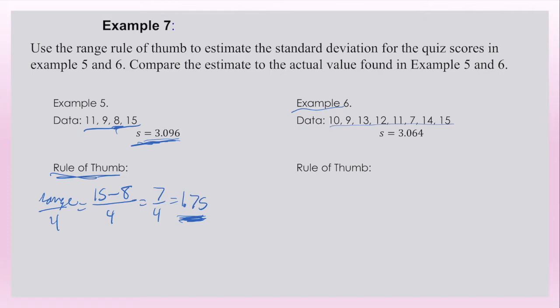Now let's try this for our example 6. I'm going to take my range divided by 4. That's 15 minus 7 divided by 4. That gives me 8 divided by 4, which is 2. So our rule of thumb standard deviation, this is a little bit closer to the actual standard deviation, would be 2.